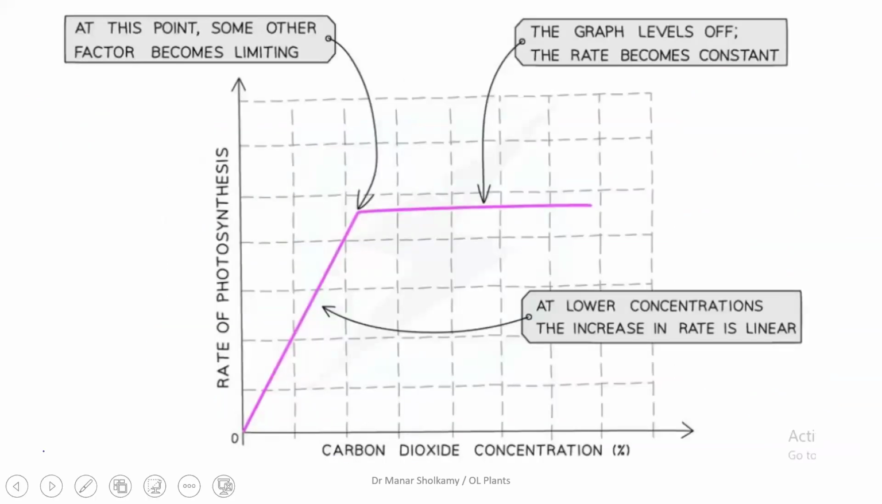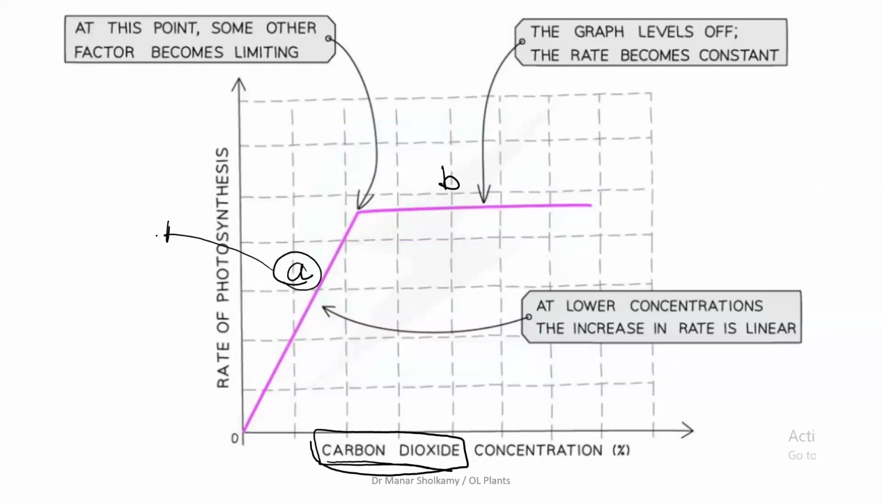Okay, good. Now, this graph is very similar to the one that we just talked about. But here, what is plotted on the x-axis? Another raw material, which is carbon dioxide. Now, again, this graph will be divided into A and B. At A, if I come to describe, how will I describe?